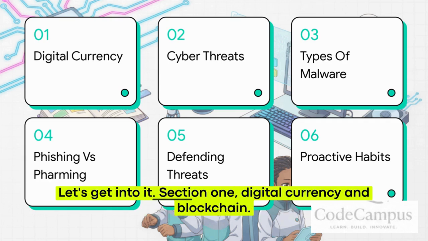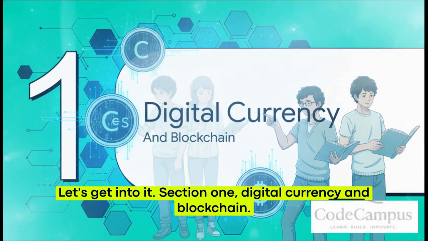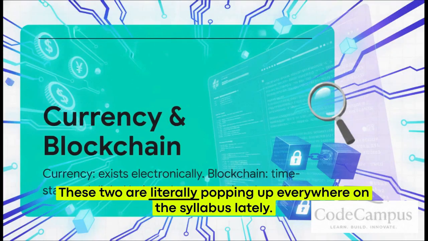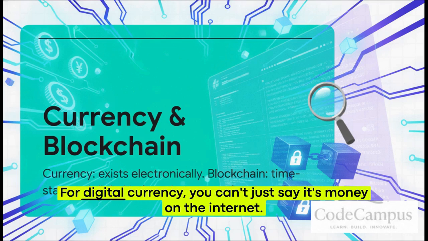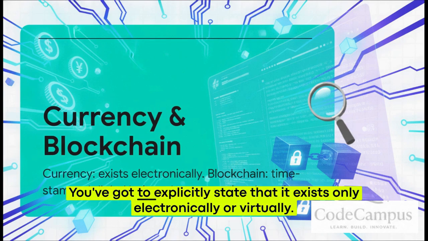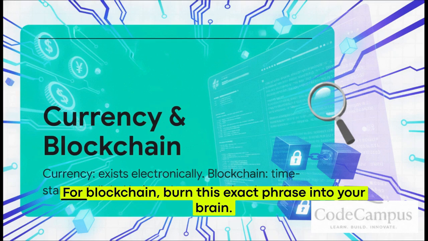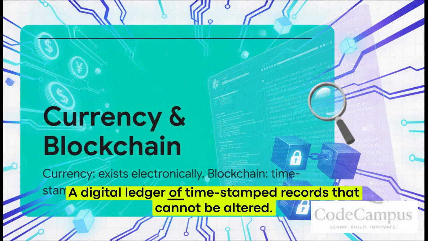Let's get into it. Section 1. Digital currency and blockchain. These two are literally popping up everywhere on the syllabus lately. And listen, precision is the name of the game here. For digital currency, you can't just say it's money on the internet. No way. You've got to explicitly state that it exists only electronically or virtually. For blockchain, burn this exact phrase into your brain: a digital ledger of time-stamped records that cannot be altered.